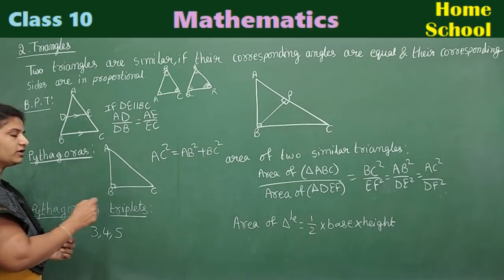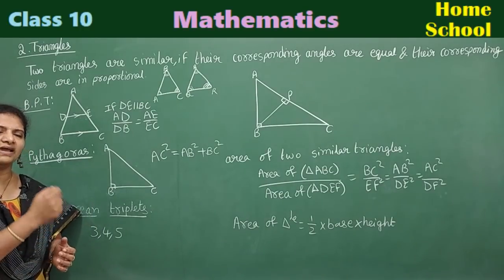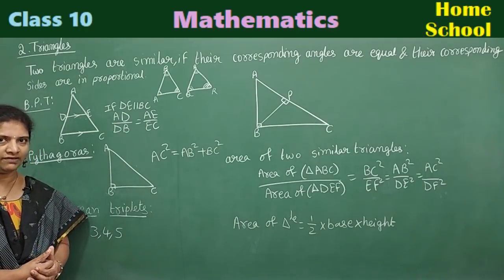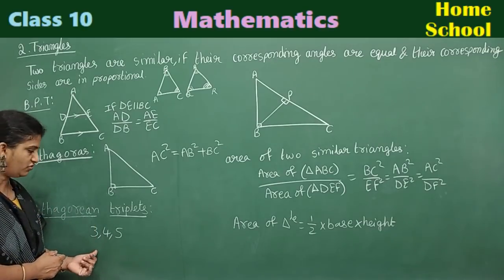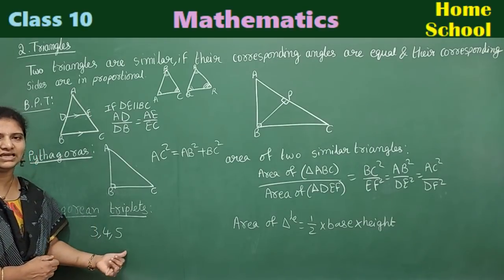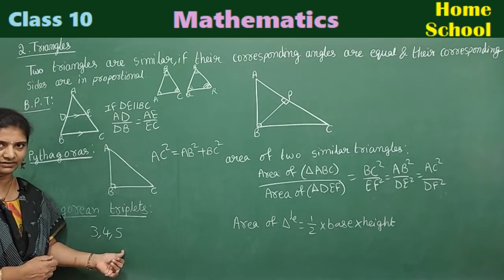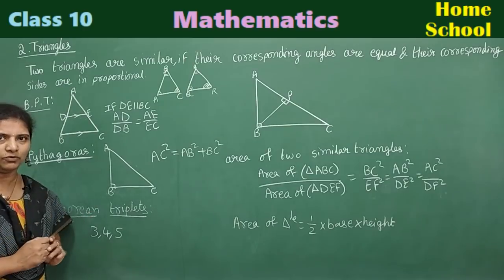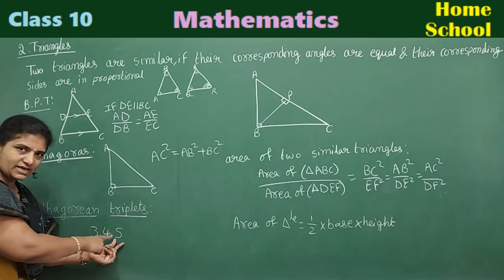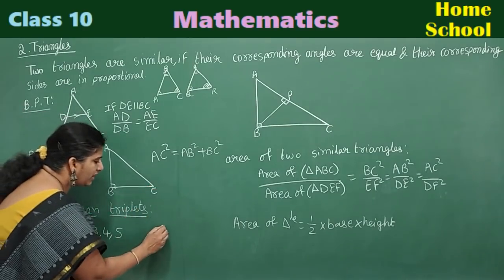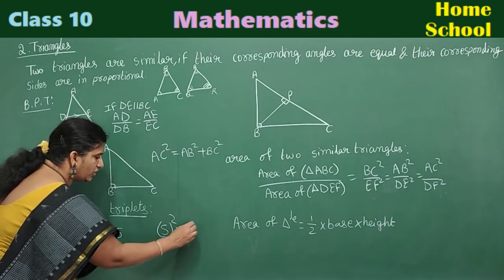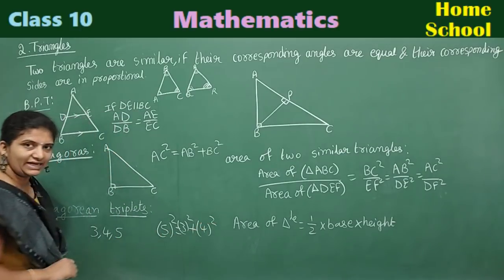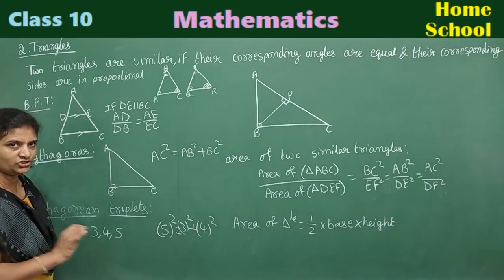Next one, Pythagorean triplets. What are these Pythagorean triplets? Check whether these are Pythagorean triplets or not. They may give you three numbers, 3, 4, 5. In these three, which is greater? 5 is greater. See here, in a right triangle, the greatest side is the hypotenuse. Now, if I take this as the hypotenuse, what is the formula? Hypotenuse square is equal to the sum of the squares of the other two sides. Check if this satisfies, then this is a Pythagorean triplet.